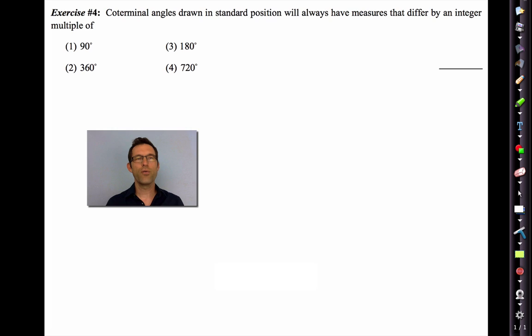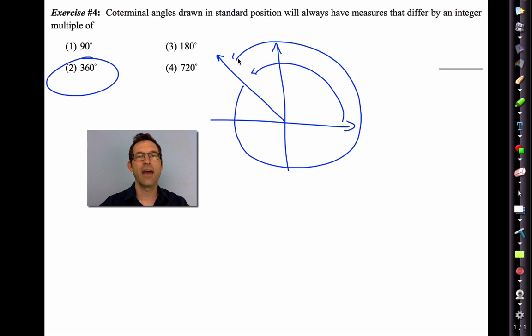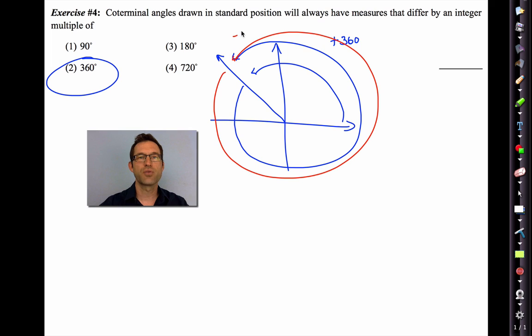All right. Well, hopefully you realize that it has to be a multiple of 360. Right? The idea is very simple. Okay? If I've got some angle, and I want another angle that's coterminal with it, all I have to do is either add 360 or subtract 360. Or I need to do that repeatedly. So if I add two 360s, I'll end up coterminal. Three 360s, I'll end up coterminal. Or if I subtract a 360 or two 360s.